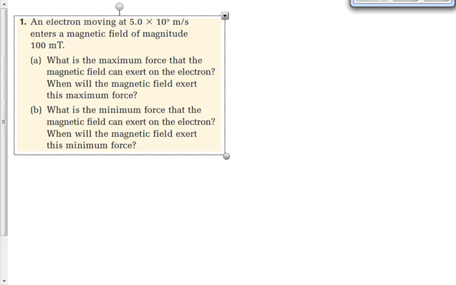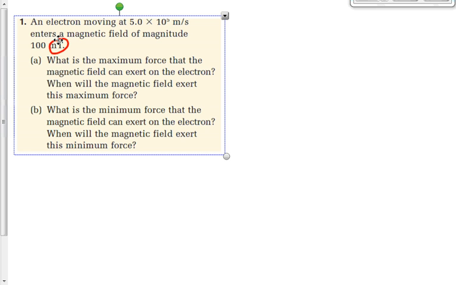It says an electron moving at 5.0 times 10 to the 5 meters per second enters a magnetic field of magnitude 100 millitesla. Circle that because non-standard units. What's the max force that the magnetic field can exert on the electron, and what's the minimum force?